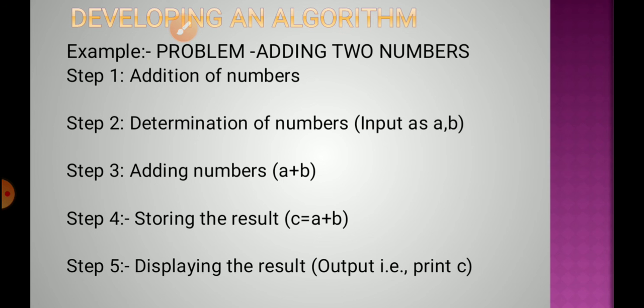So what is a flowchart? A flowchart is a pictorial representation of the step-by-step solution of a problem. The step-by-step solution of a problem is the algorithm. The pictorial representation of the step-by-step solution, or algorithm, is known as a flowchart. In the next session, we will learn about the flowchart and its symbols.